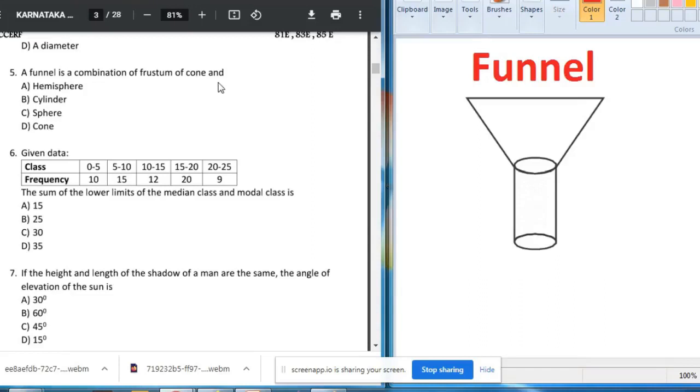Form of a cone, and if you see the right side of the screen, funnel looks like this. It is a combination of frustum and cylinder. So correct option for this question is B, cylinder.